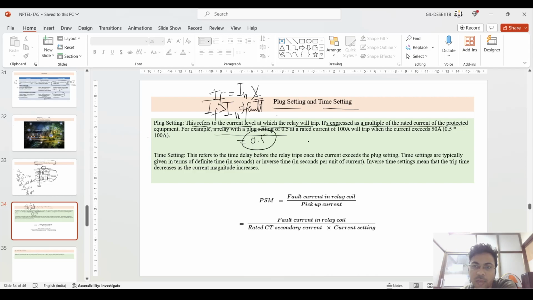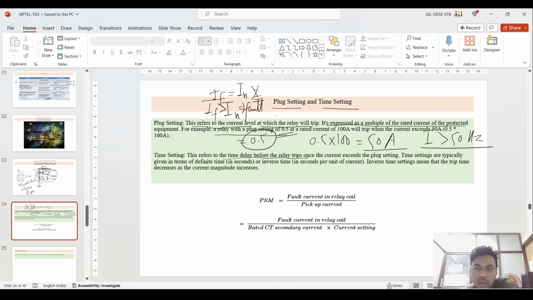For example, a relay with a plug setting of 0.5. If I set the plug setting to 0.5, it means it will operate when 0.5 multiplied by 100 current flows. It means 50 amps of current. So if the current is greater than 50 amps, I will consider it a fault if the relay setting is 0.5. The second thing is the time setting.